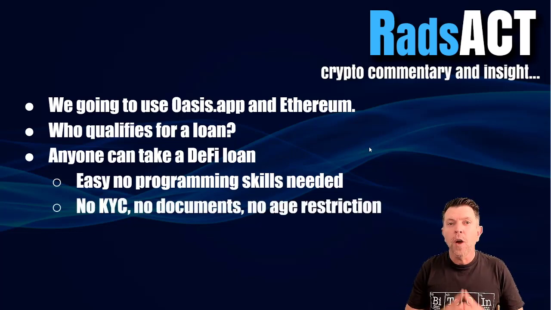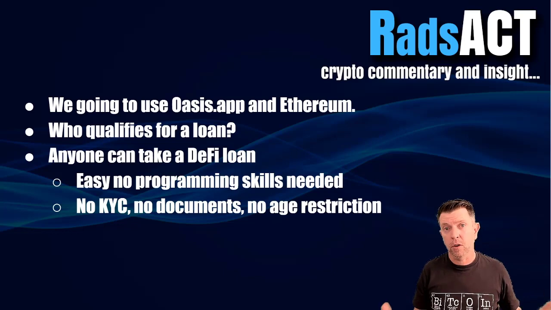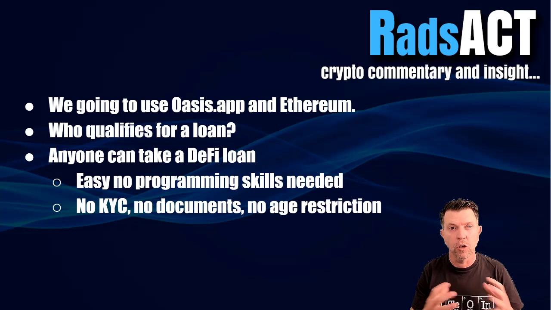Now there's no KYC. Know your customer is not required in the DeFi space. There are no documents. How crazy is that? You do not even have to identify yourself. There's no age restriction. The only restriction in that regard is understanding. If you're a 10-year-old that understands how computers work, how DeFi works, how the Ethereum network works, you qualify to take a loan. You don't have to be 18. If you're a 90-year-old that doesn't have the understanding, you don't qualify. It's as simple as that.